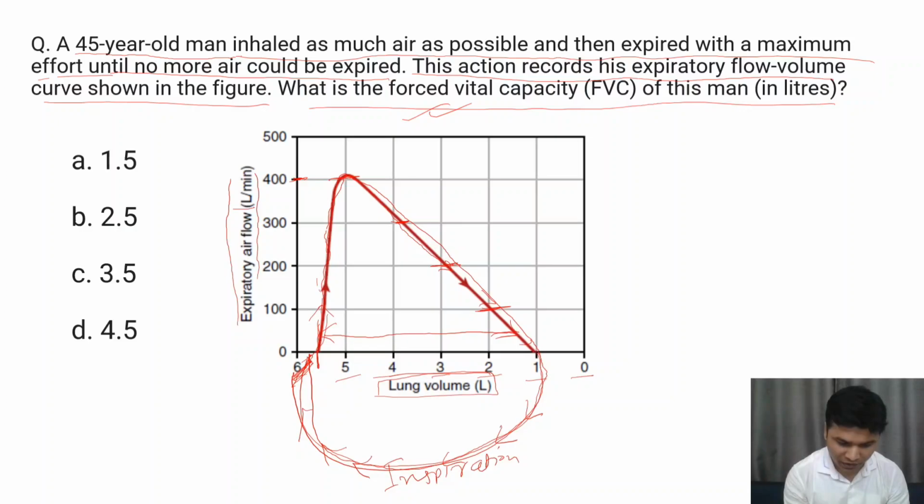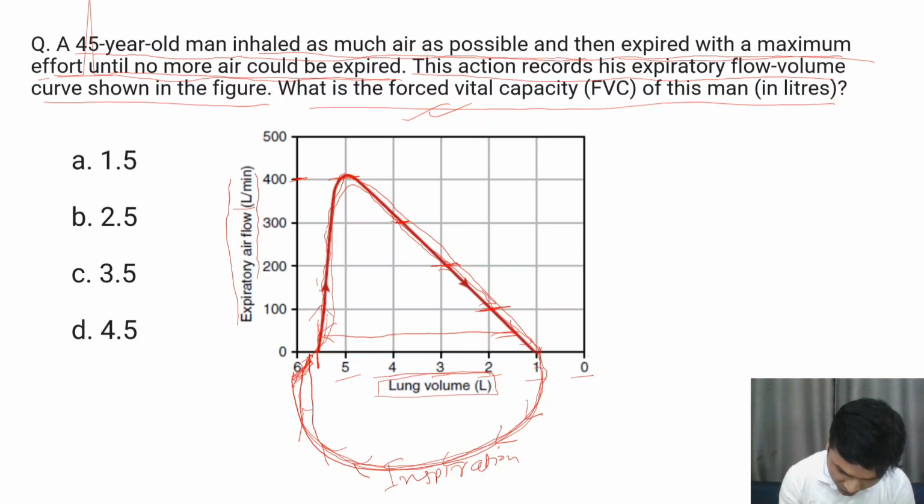Why from this point to this point? Because forced vital capacity is inhaling as much air as possible. So he inhaled as much air as possible and then expired with maximum effort until no more air could be expired. It means he left some amount of air. You know clearly that you cannot expire all the air present in our lungs. Some amount of air will remain in our lungs, that is called residual volume.